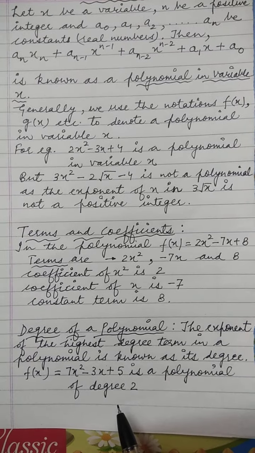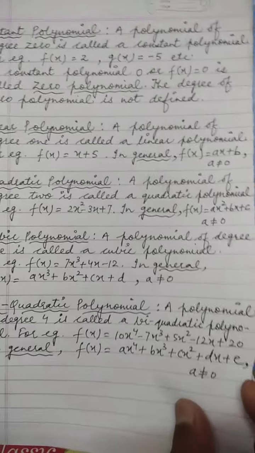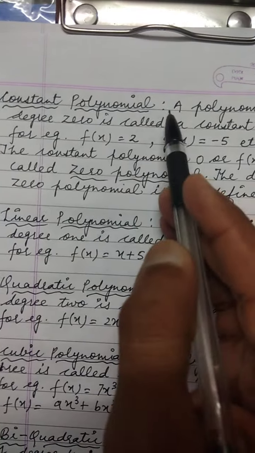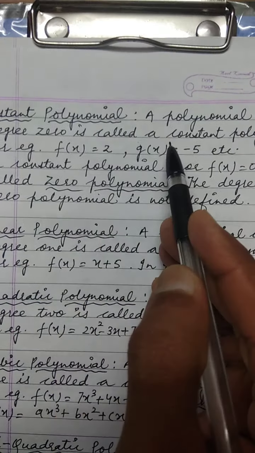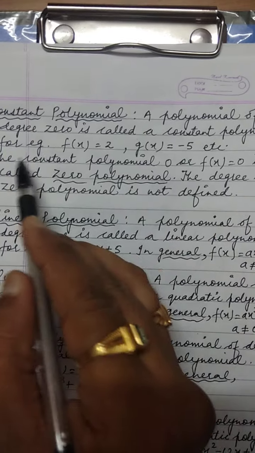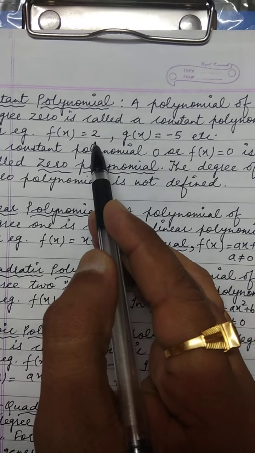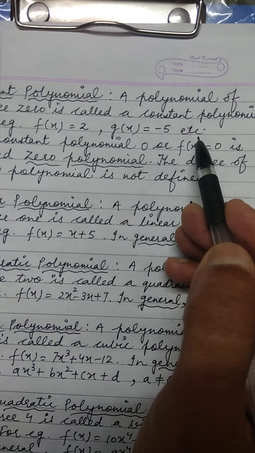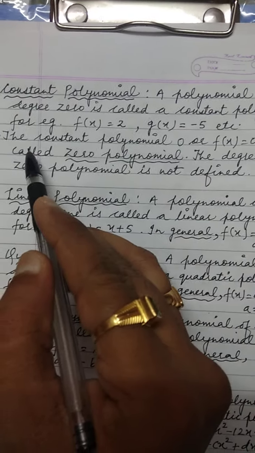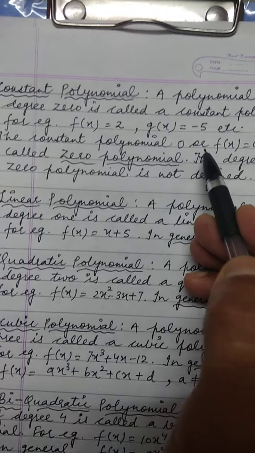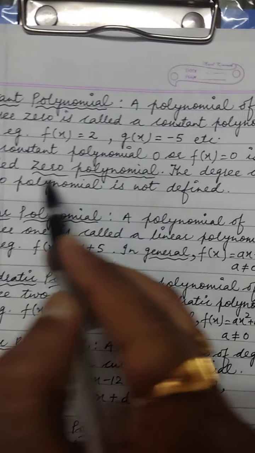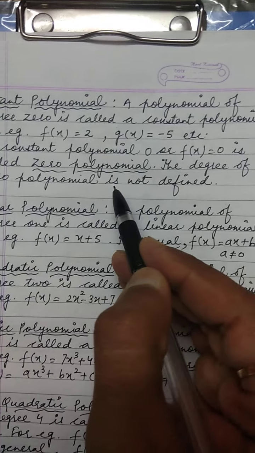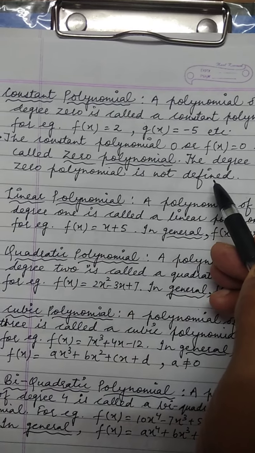Now come to a few more definitions. We have the constant polynomial. A polynomial of degree 0 is called a constant polynomial. For example, f(x) = 2 or g(x) = −5, and many more examples you can have. The constant polynomial 0, or f(x) = 0, is called the zero polynomial. The degree of the zero polynomial is not defined.